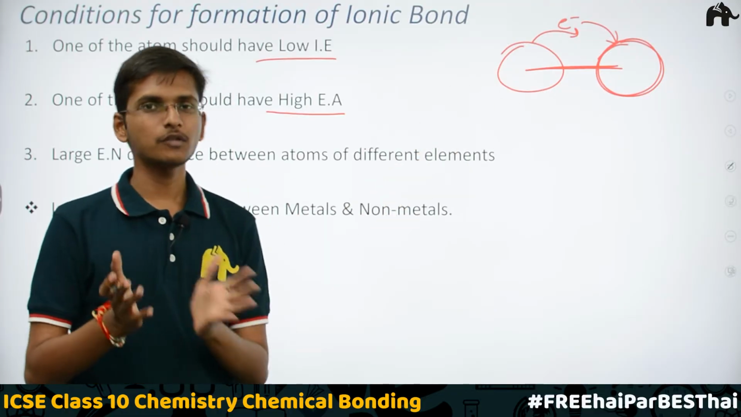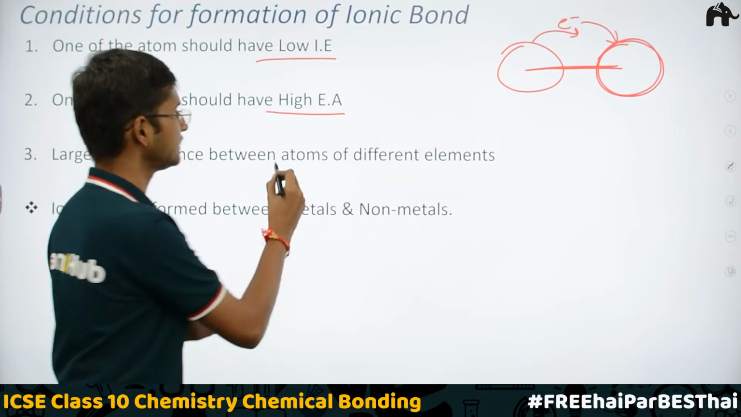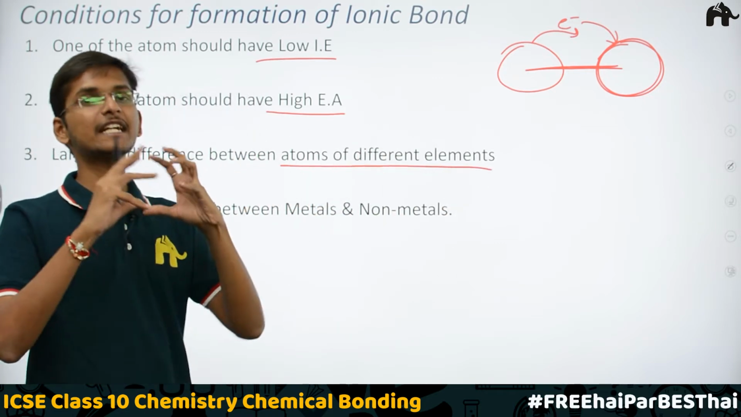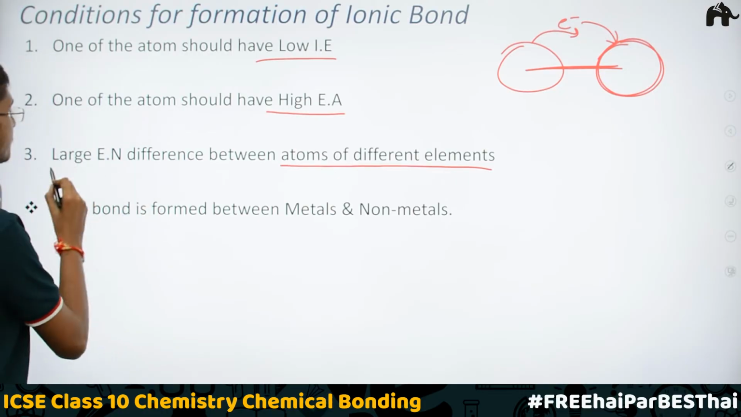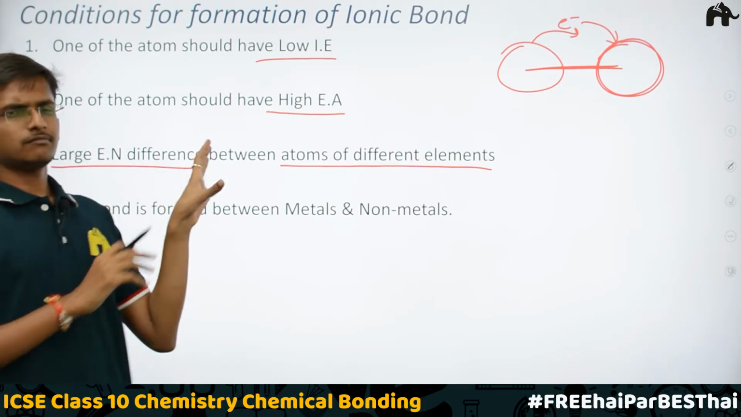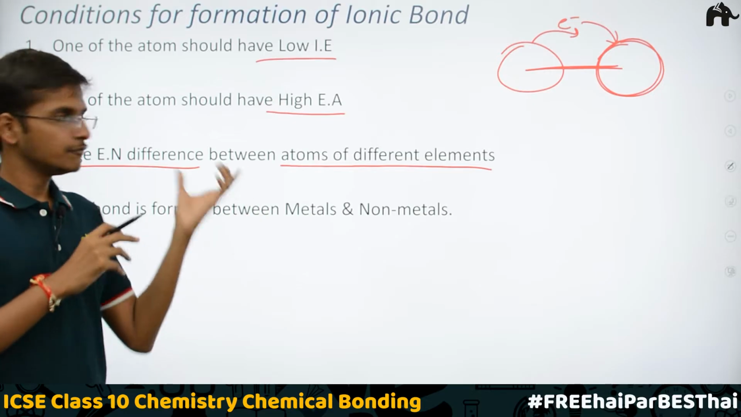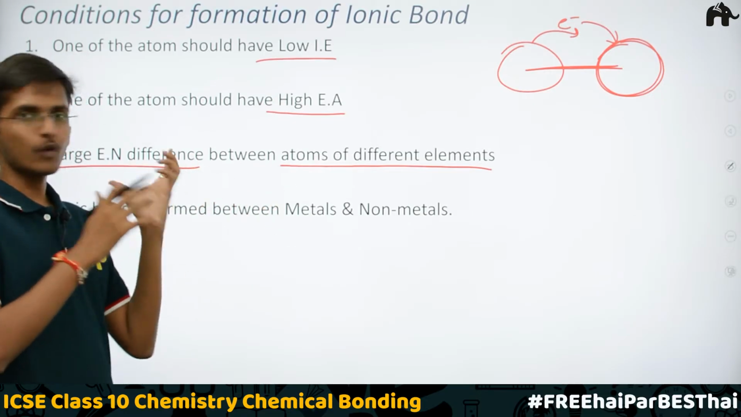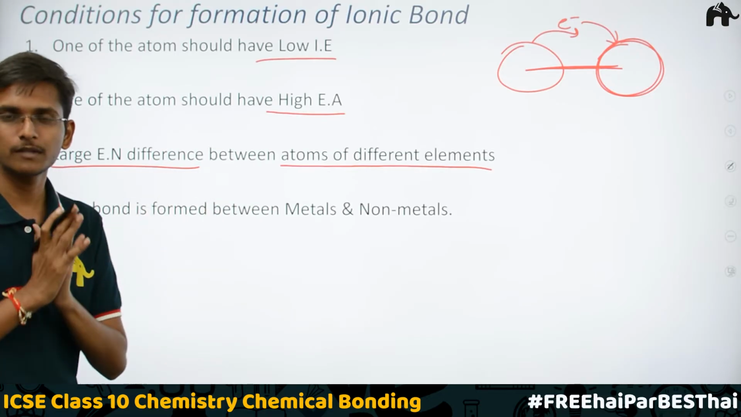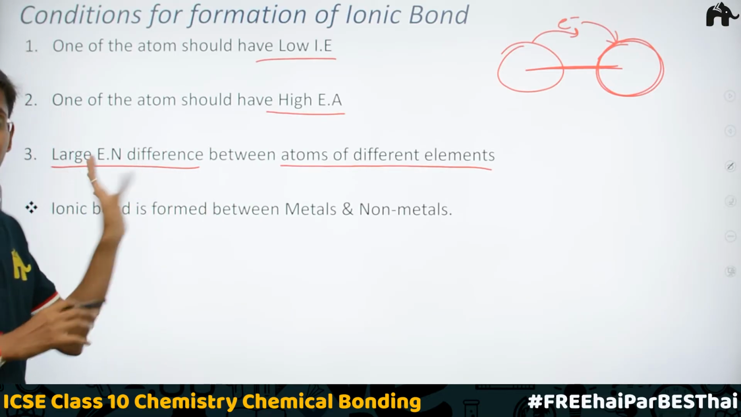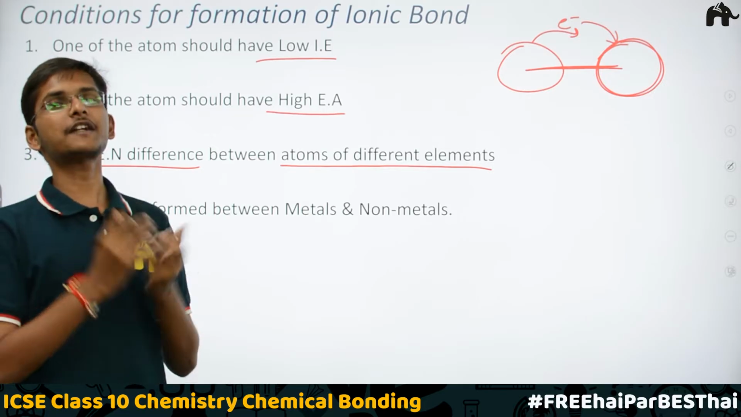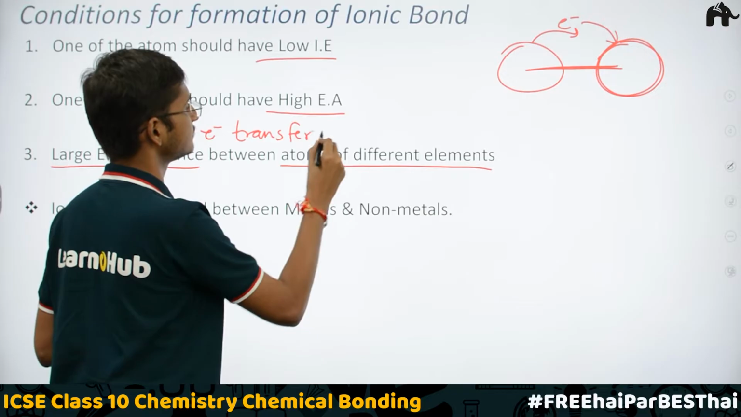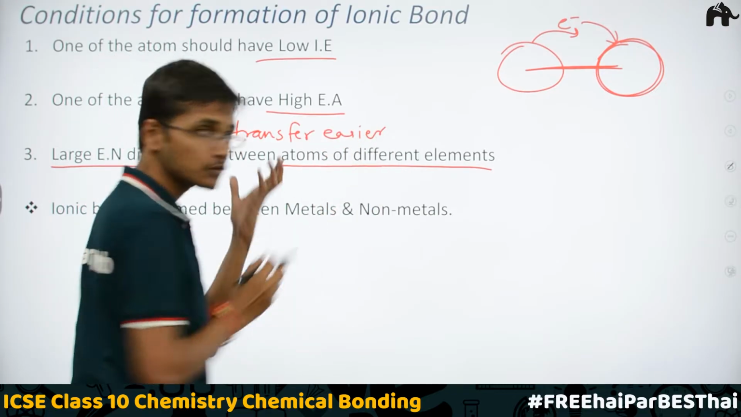We know ionic compounds are formed between the atoms of different elements, right? Now, between the atoms of the different elements, the electronegativity difference should be large. We would learn the reason for this concept in your higher standard, but for now, just remember one thing: when the electronegativity difference is very large, the electron transfer becomes easier.